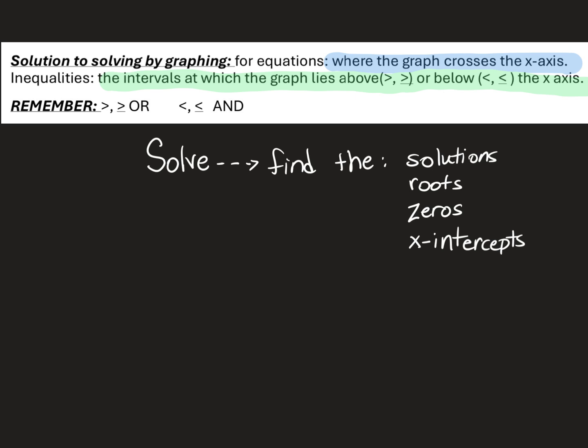And then I have asked you to remember that greater than or equal to is "or," and less than or equal to is "and." If you will pause the video and write down, if it asks you to solve, then you are finding the solutions, the roots, the zeros, the x-intercepts. All of those things mean the same thing.